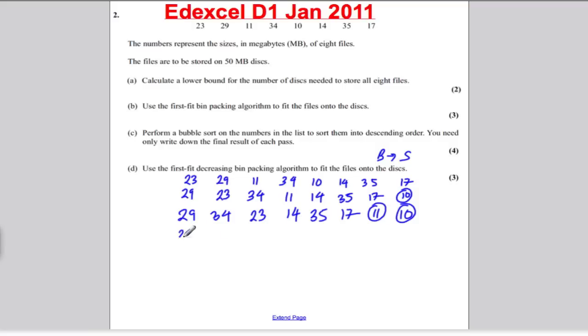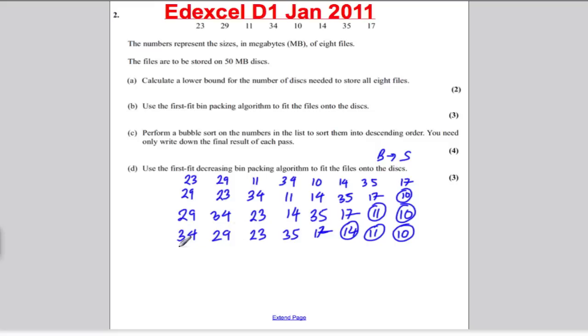Okay, compare these two. Need to make a swap. 29 with 23 keeps there. 23 with 14 stays there. 14 with 35 need to make a swap. 14 with 17 need to make a swap. And the 14, the next smallest number, ends up there with the 11 and the 10.